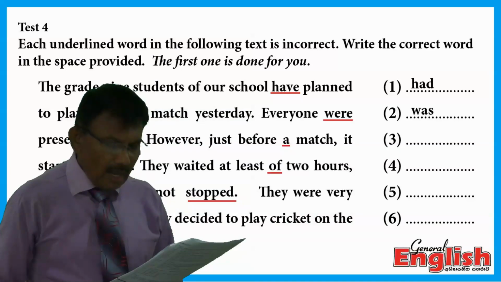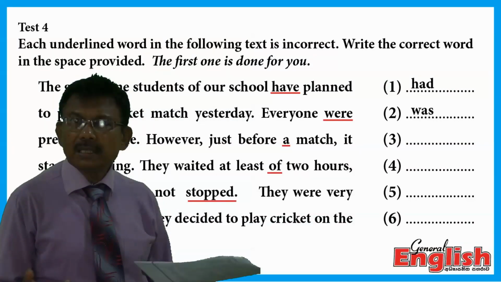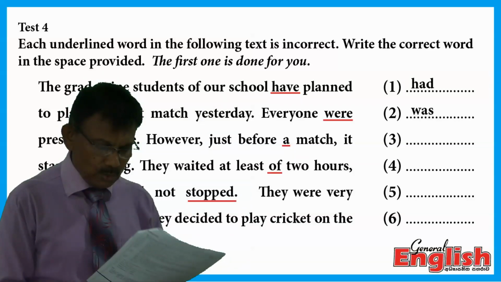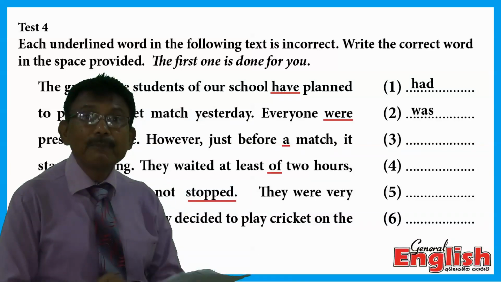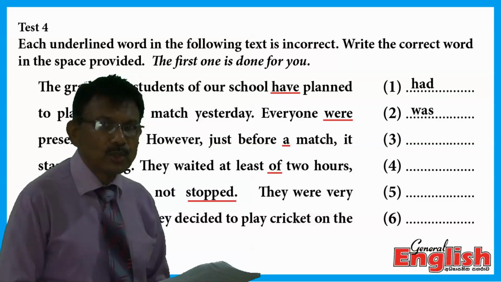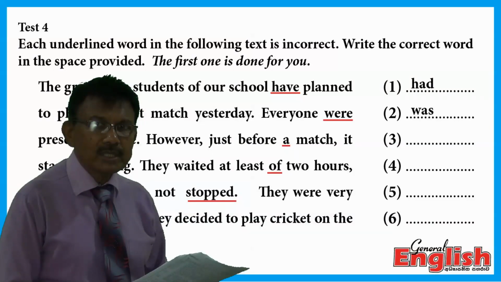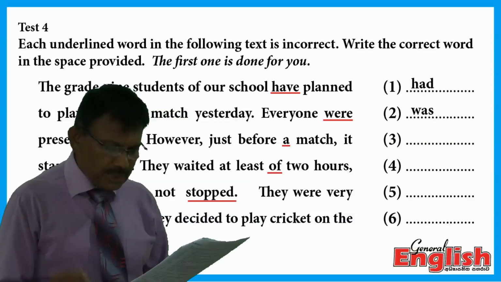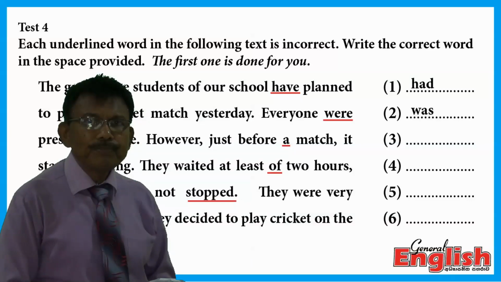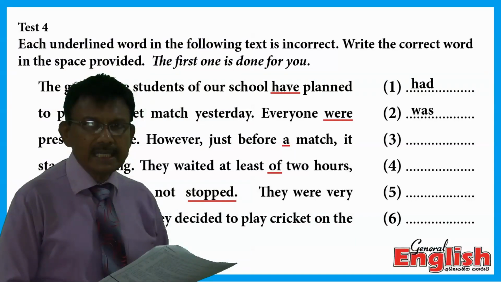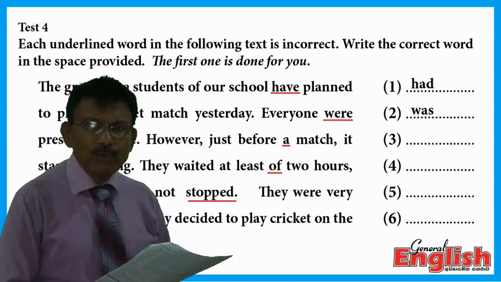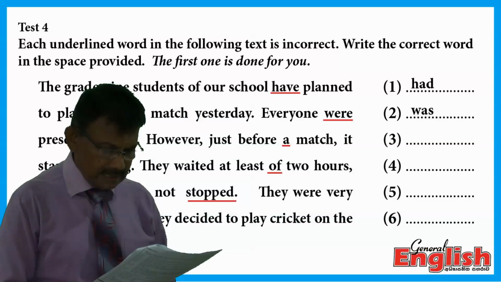Now, however means but. We use however to talk about a contrast between two things. However, just before a match. That is also wrong. A is underlined because it's wrong. However, just before a match, we can't say a match. We can say a match for the first time in a sentence, in a text. Now, in this text, a match was there in the first sentence.